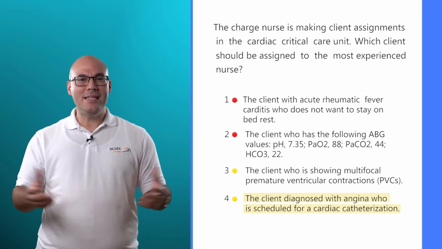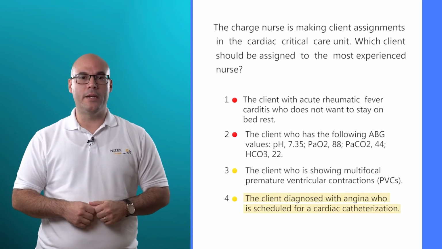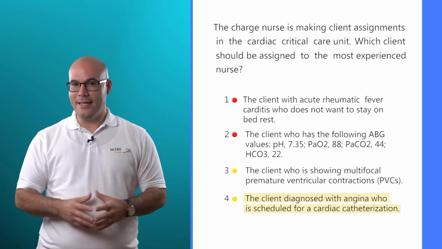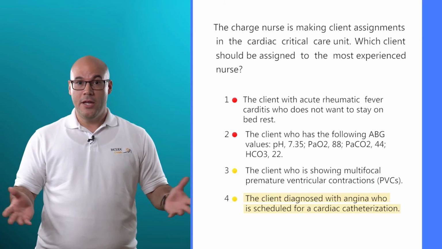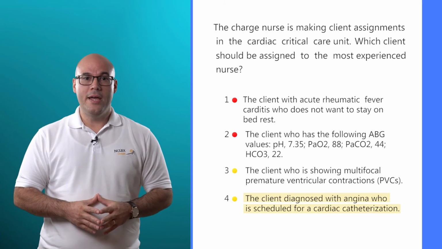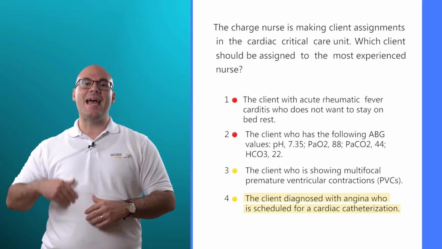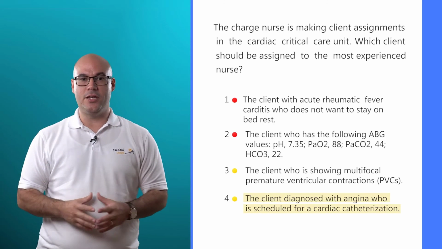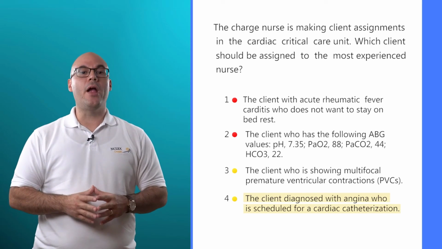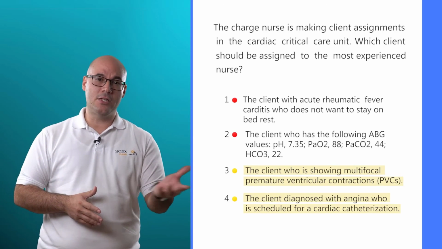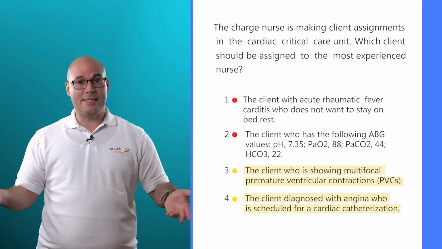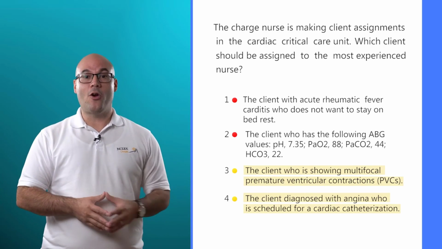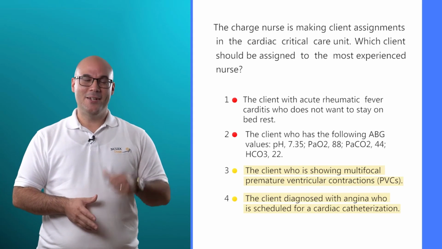Now, what is the problem at this moment? There is no problem identified, at least in the answer. The only thing we know is that the patient is scheduled in the future for a cardiac catheterization. When you compare answer number 3 and answer 4, 3 has the highest priority. The correct answer is number 3.